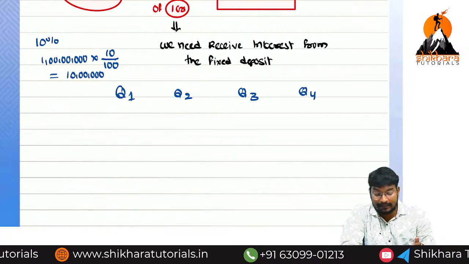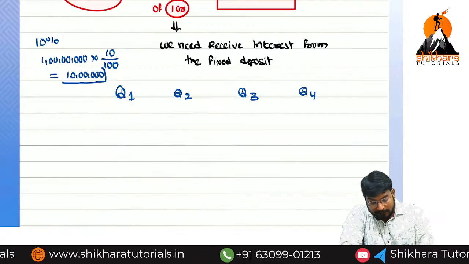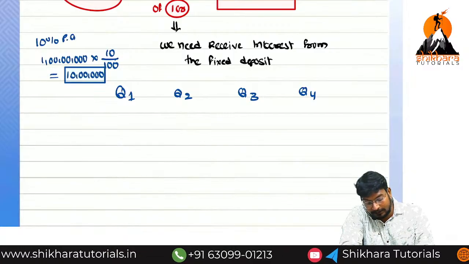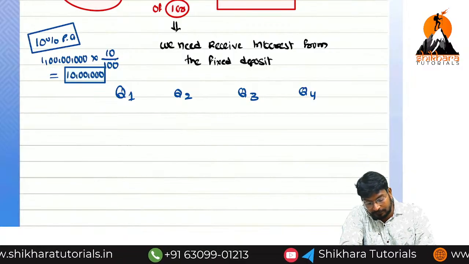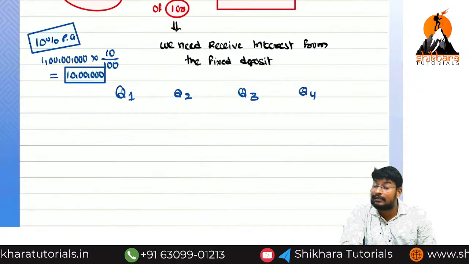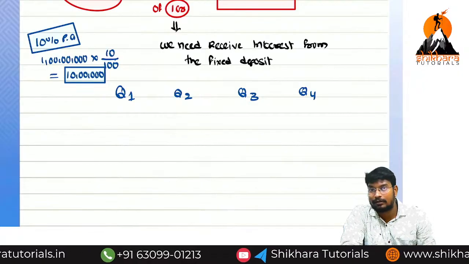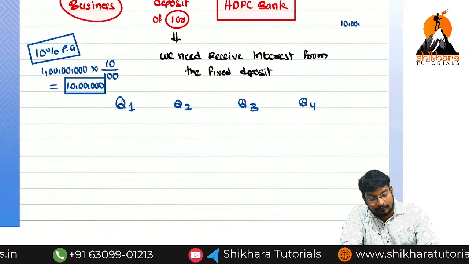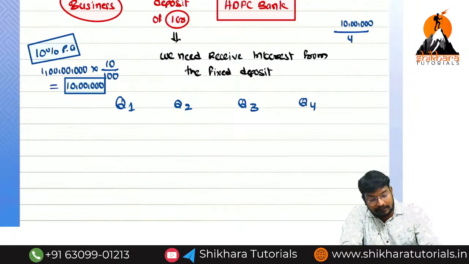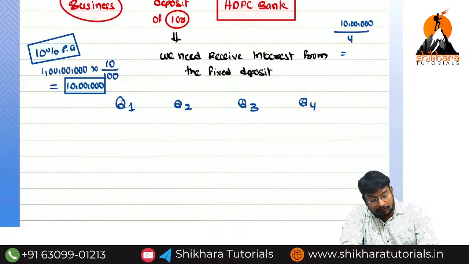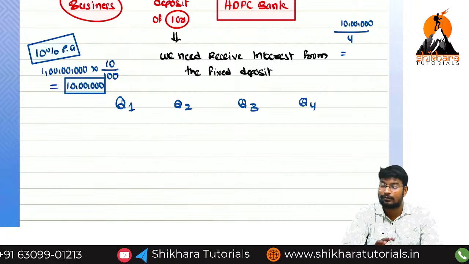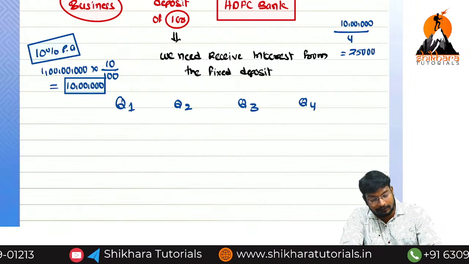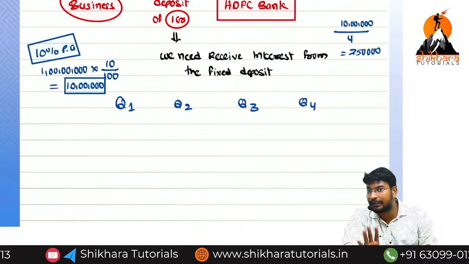Is this 10 lakh per annum or per quarter? Per annum. This percentage is per annum. Divide 10 lakhs into 4 parts. How much will we get? 10 lakhs divided by 4 is 2,50,000. So 2,50,000 every quarter we need to receive.